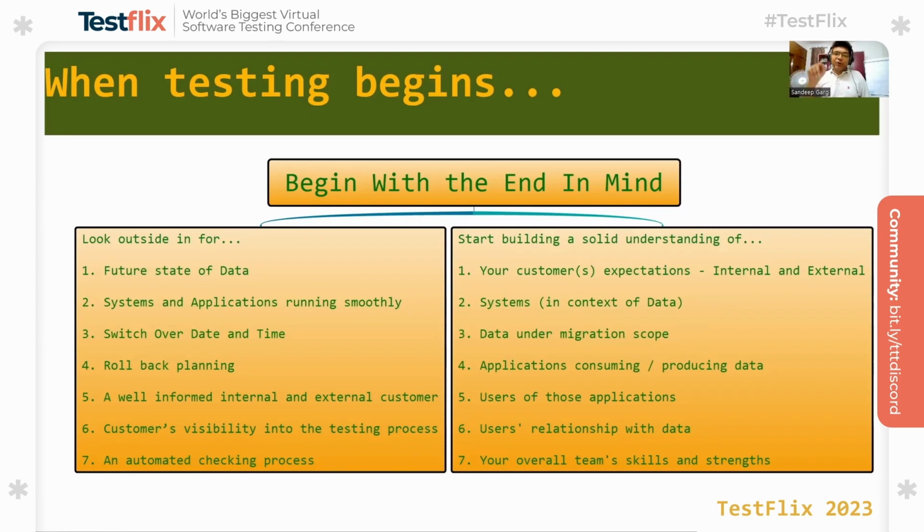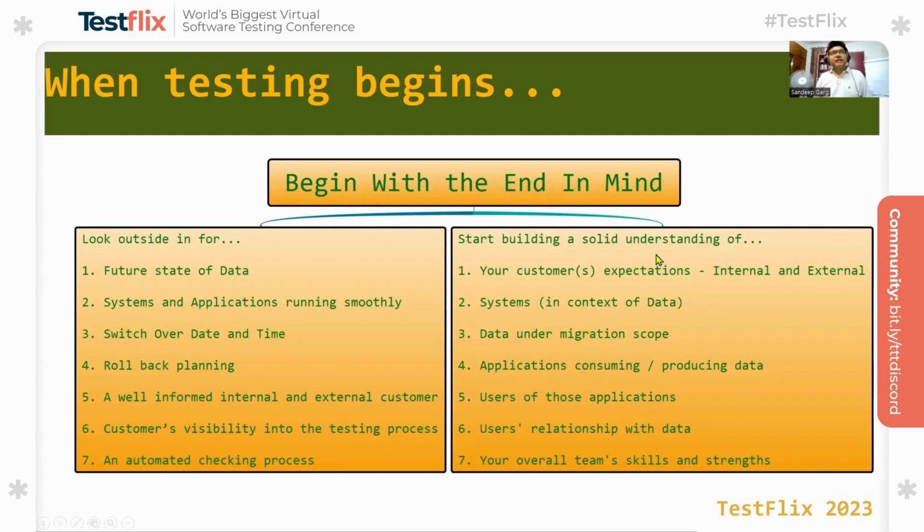So not only are you proactively thinking of the future state of the data and the applications running smoothly so that the customer is happy, what you can do about it. You are talking about switchover dates, timestamps and everything so that you plan proactively when to start your testing cycles. Then you are talking about what if something really goes wrong and you have to roll back. You're planning that as well. And then you are also focusing on being customer centric, right?